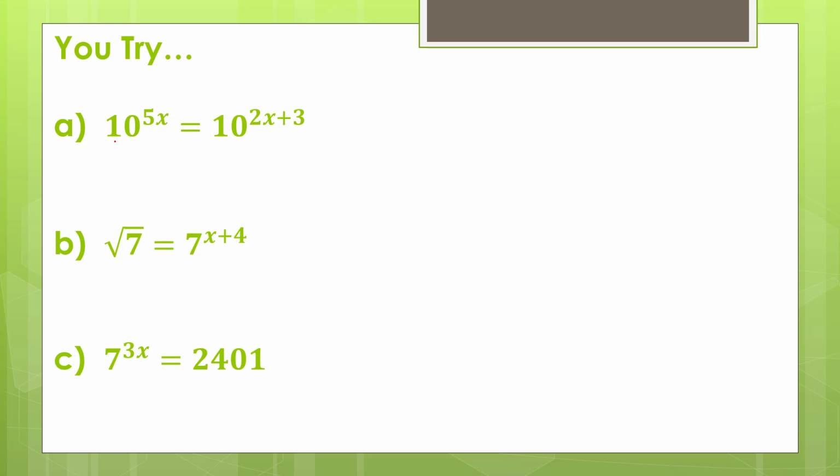All right, welcome back. Well, we have like bases, so we can set the powers equal to each other. 5x is equal to 2x plus 3. Subtract 2x from both sides. And 3x is equal to 3, so x must be equal to 1. That was a pretty standard, straightforward problem. B, on the other hand, is a little bit different.